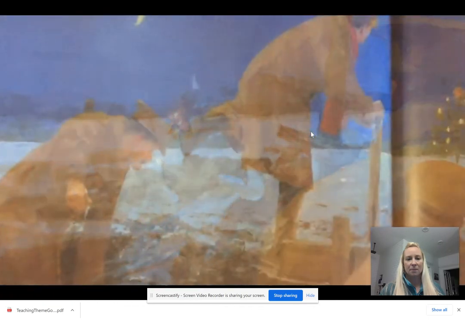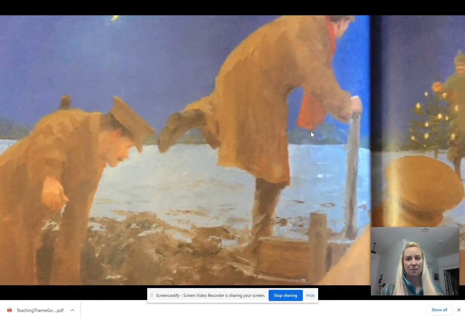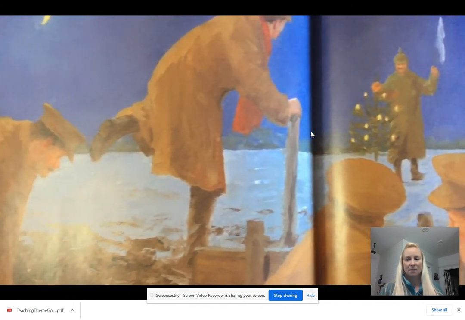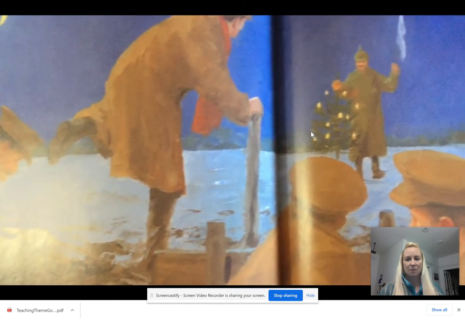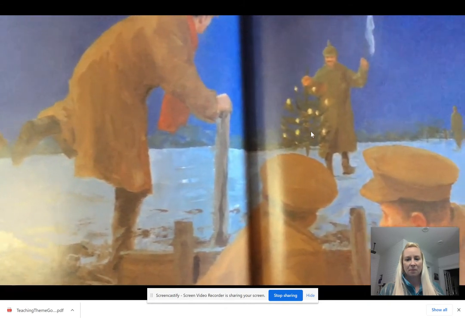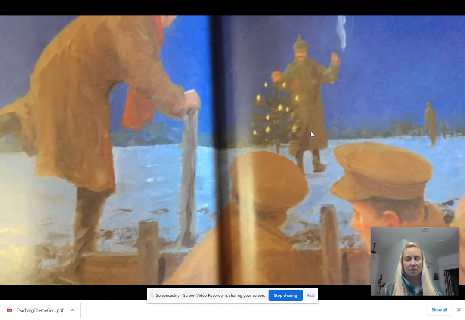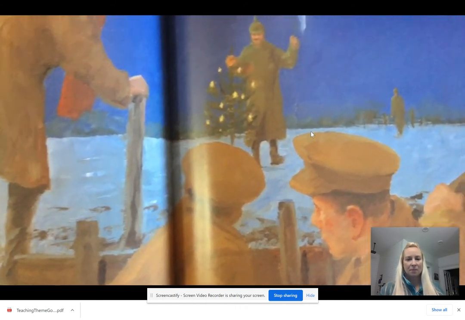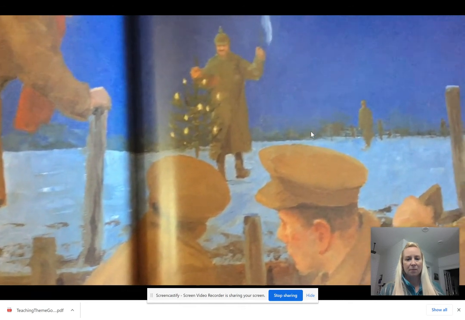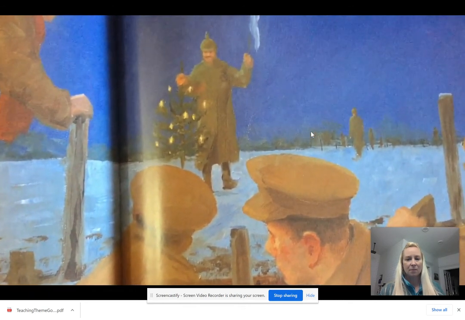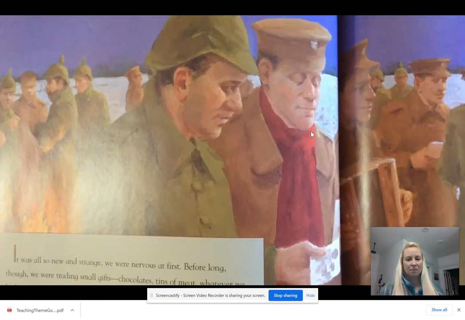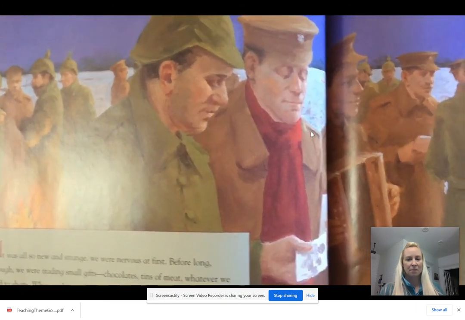A single figure was coming across no man's land. In one hand he held a white truce flag, in the other a Christmas tree shining with candles. It was so surprising and so brave I couldn't help myself. I leapt from the trench and walked towards him. I was the first one, but soon everyone else from both sides was out there too. It was all so new and strange. We were nervous at first.